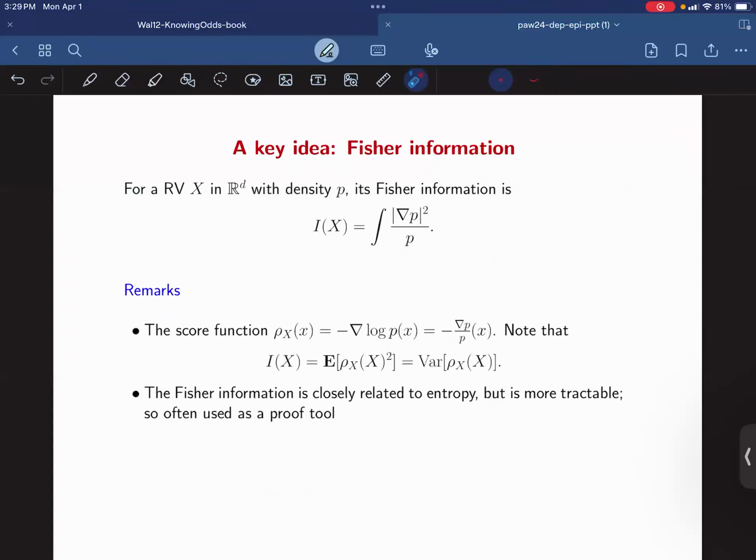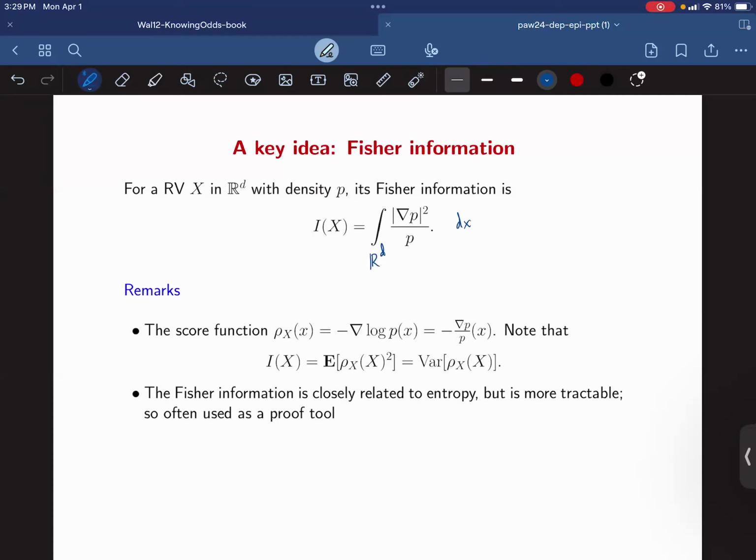So for a random vector in R^D with density P, the Fisher information is defined in this way. It's just the integral over R^D with respect to the Lebesgue measure.